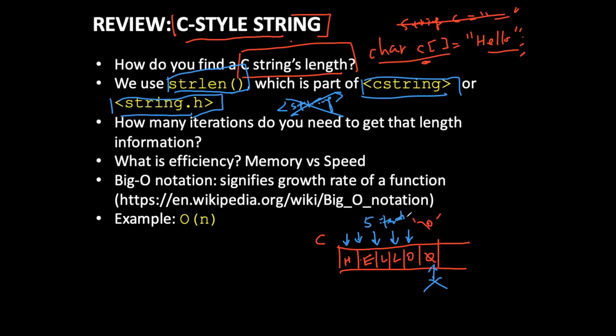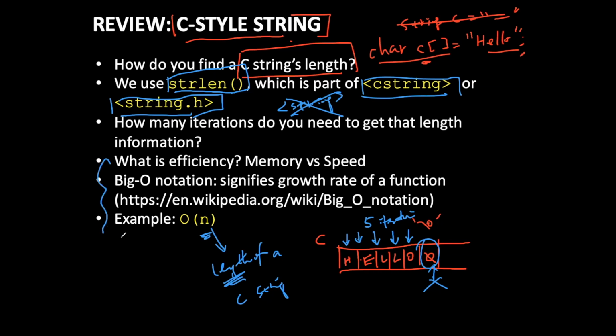At every single iteration, you're checking to see if the next one is actually this 0. And then you iterate 5 times. So this is what we call O of n, where n is the length of a C string. Now we're talking about the length of the C string, not the size. Size includes the very last byte, which is the 0, but we don't count it. With respect to C string, we just count the number of characters.